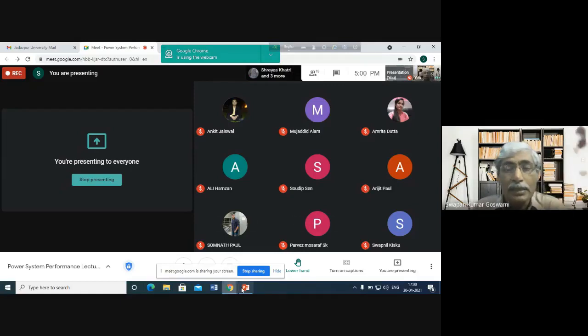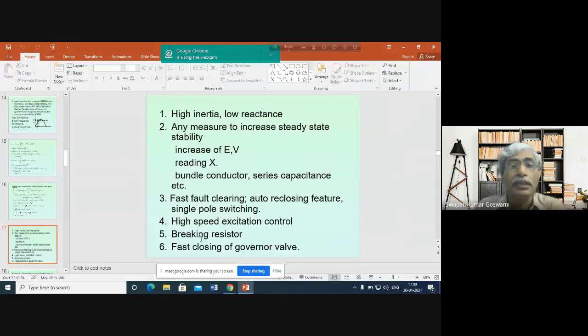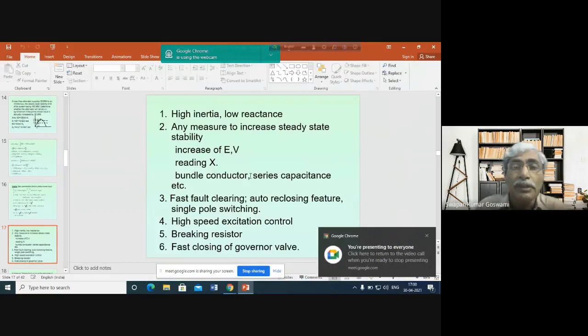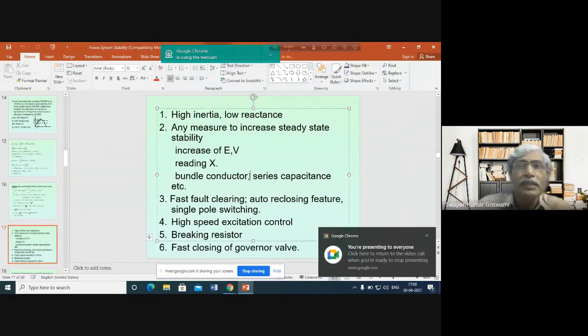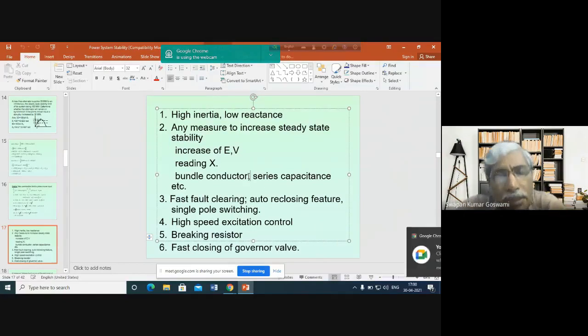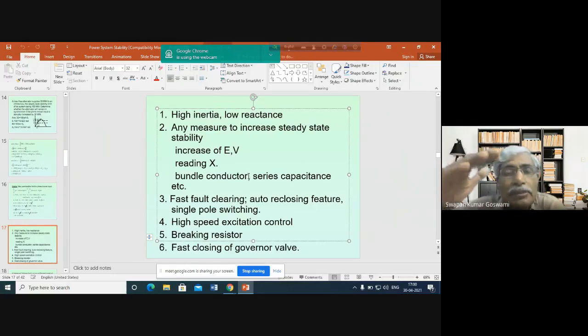But as a result of using this bundle conductor, we shall actually have an increased effective radius of the conductor, as a result of which total inductance will be reduced. If the inductance is reduced, that means the series reactance of the conductor will be reduced, and if the series reactance is reduced, then obviously the peak of the power angle curve will increase.